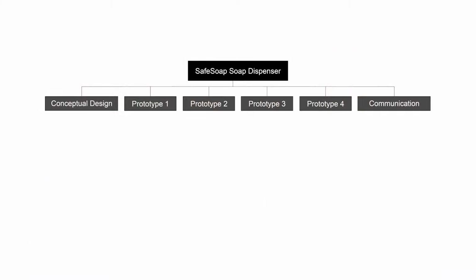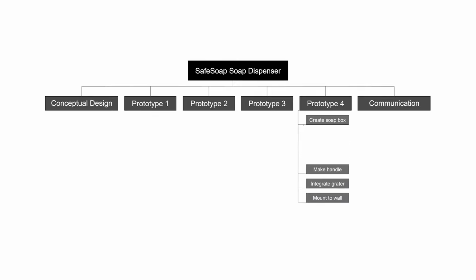Let's look at some examples for step 2, breaking down the major tasks into smaller subtasks. Looking at example 3, we can break down the major tasks of prototype 4 into subtasks like creating the soapbox, making the dispenser handle, integrating the grater with the device, and making a mounting box to attach to the wall. However, these subtasks are rather large, and it is hard to assign one person to complete a subtask like creating the soapbox. So, we will decompose the subtask of creating the soapbox into even smaller subtasks, like designing the soapbox acrylic, cutting the acrylic, and then gluing the acrylic together.